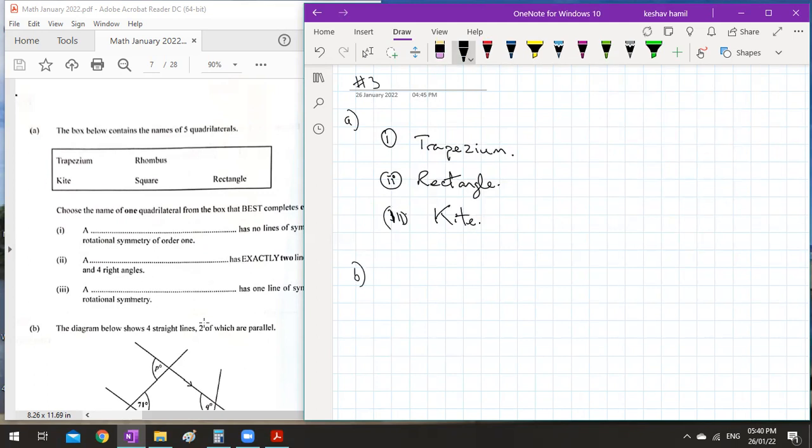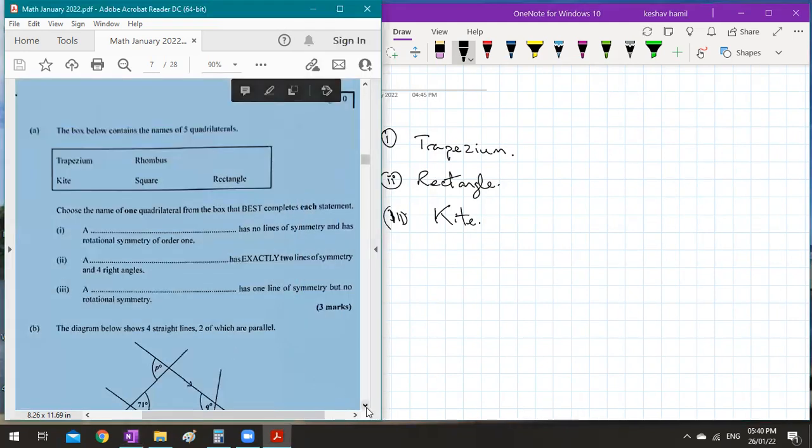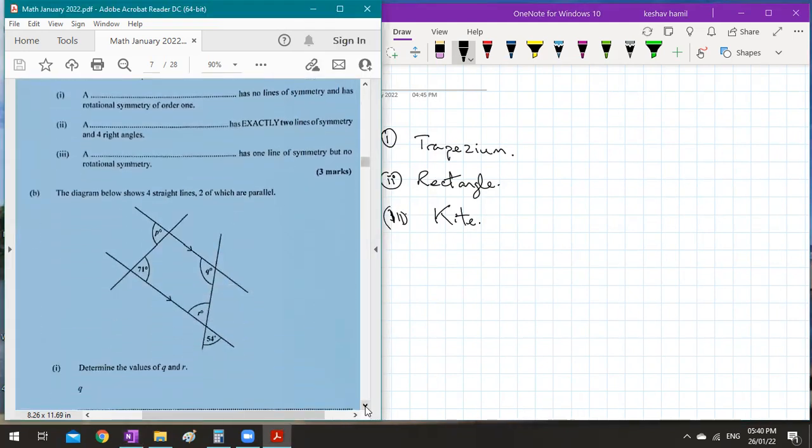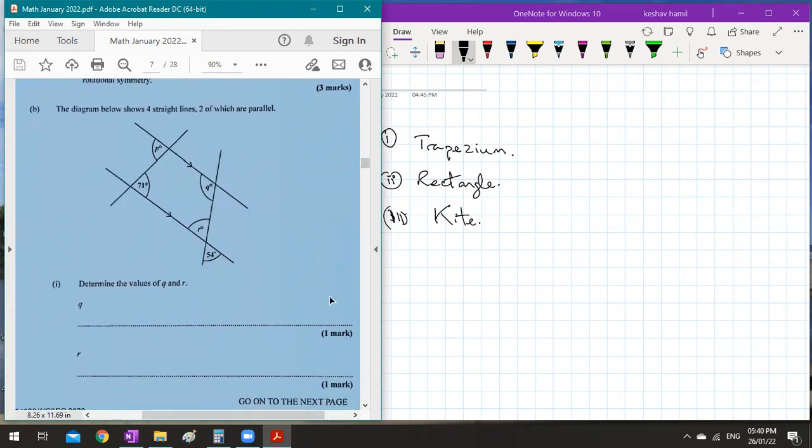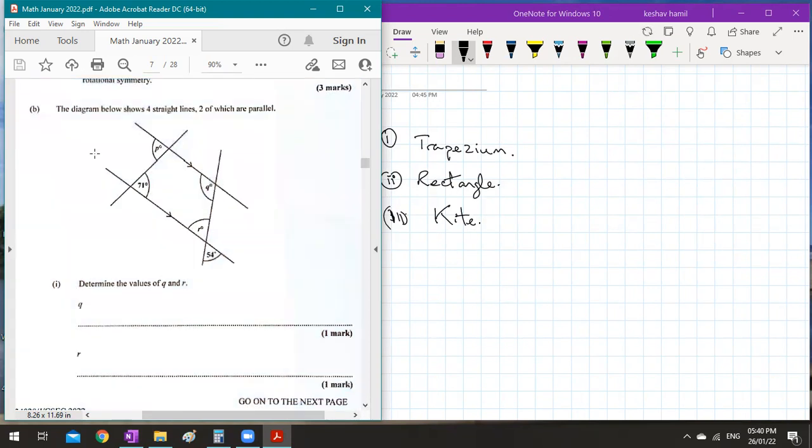Then we have P. This is geometry. The diagram below shows four straight lines, two of which are parallel. So this line coming down this way and this line coming down this way. This is a transversal line to two parallel lines, and this is a transversal line to two parallel lines.